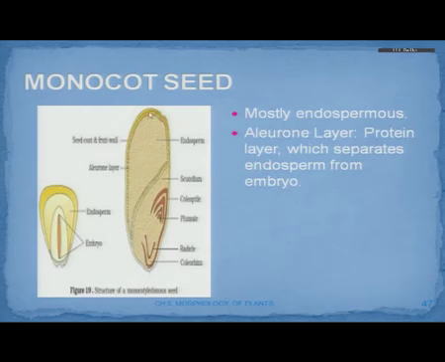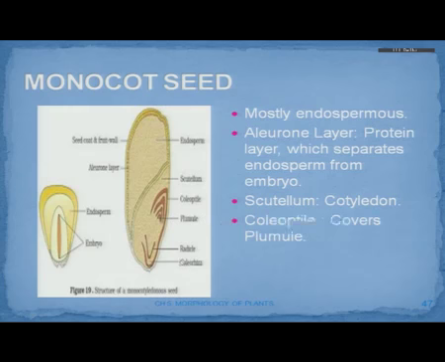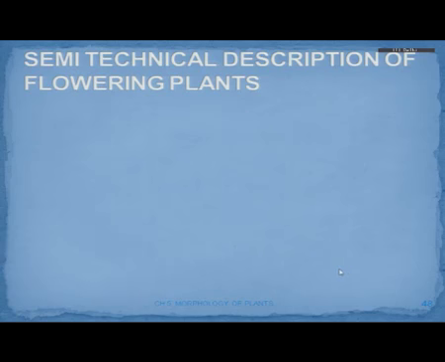There is one layer which is known as aleurone layer. This aleurone layer is made up of proteins and it separates the endospermous part from the embryo. The embryo has one cotyledon and the name of the cotyledon is scutellum. The coleoptile covers the plumule of the embryo and coleorhiza covers the radicle of the embryo to provide the protection.